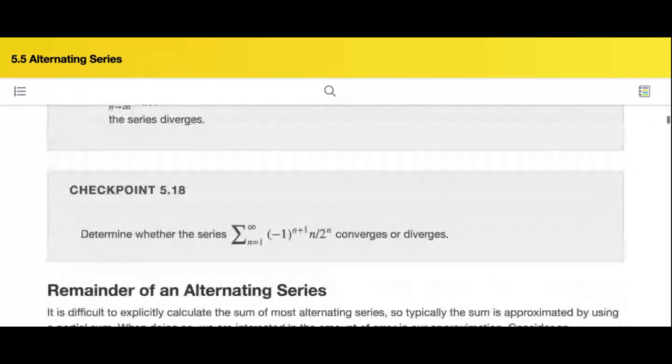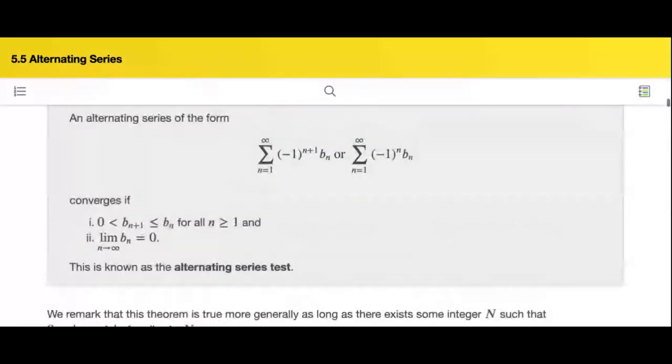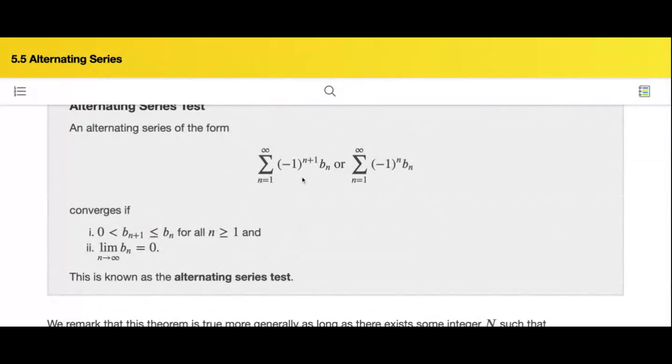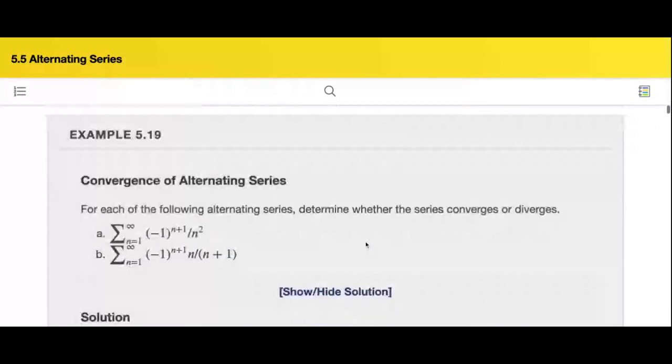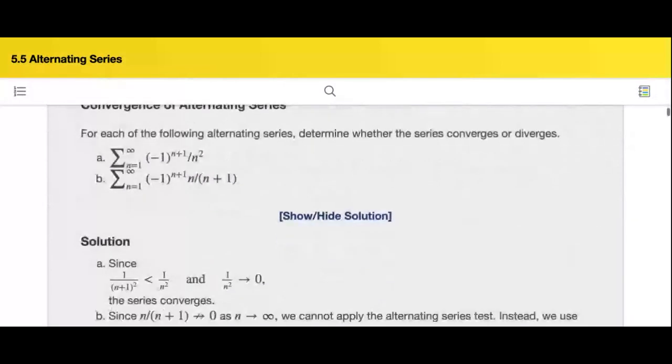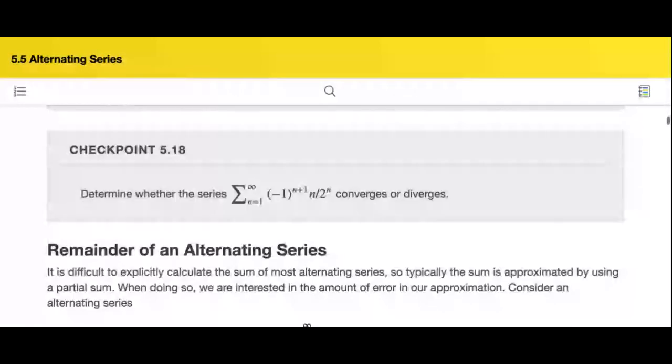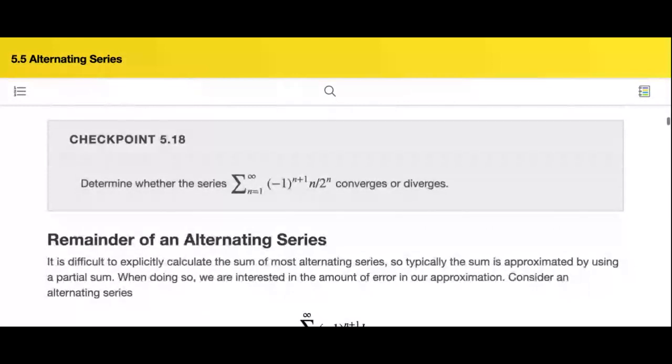Okay, checkpoint. Let me show you these two conditions one more time. We have an alternating series, right? The first condition is we require the terms themselves, ignoring the signs, to be non-increasing. And second, the limit of the nth term is 0. So we need the two conditions to apply the alternating series test. All right, so your turn now. Try checkpoint 5.18.